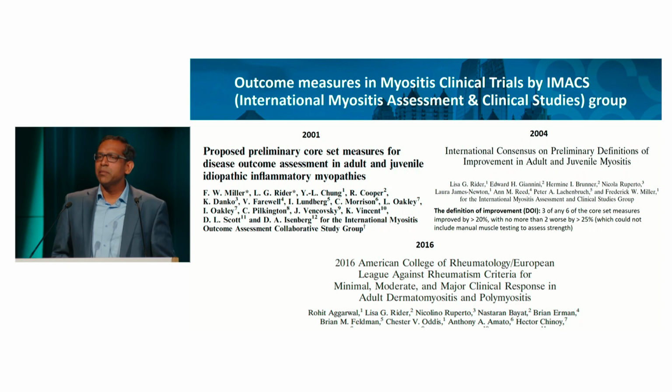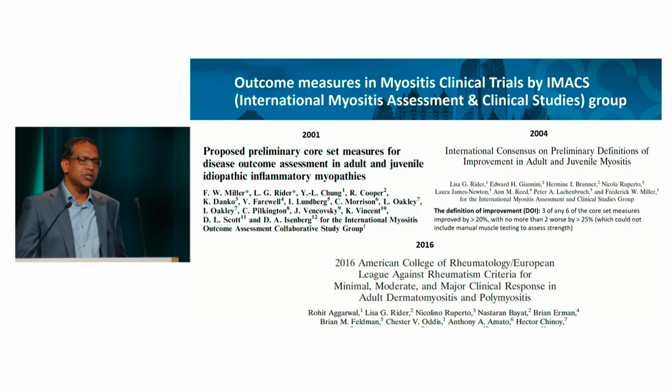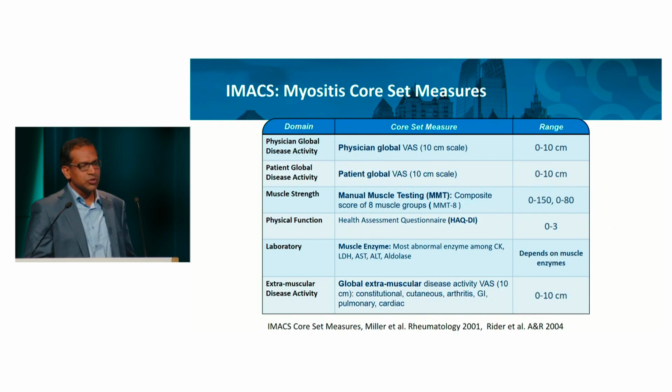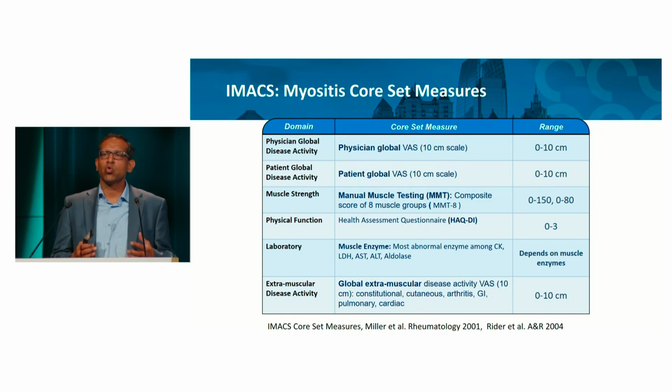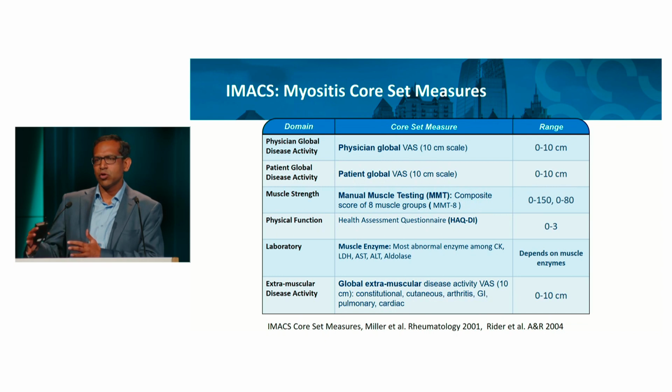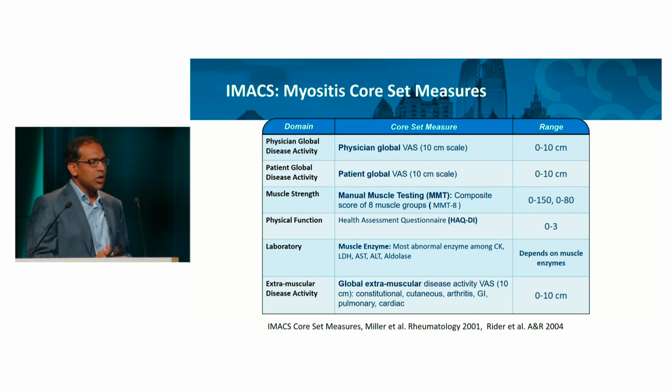In terms of outcome measures, the IMACS group, which is the International Myositis Assessment and Clinical Studies group, has done tremendous work since the early 2000s to develop outcome measures in myositis. These outcome measures are listed here. So we have 6 myositis core set measures. What do you mean by core set measure? It means that in any clinical trial and study, we should be measuring these, and other supplementary or exploratory measures. Now, what are these?